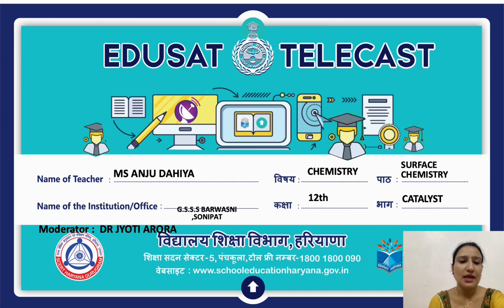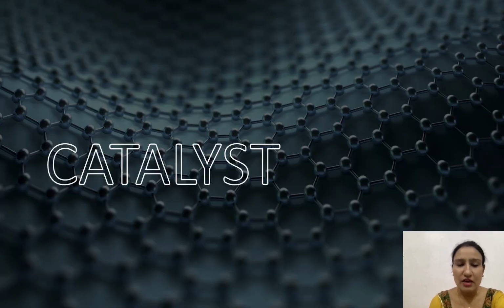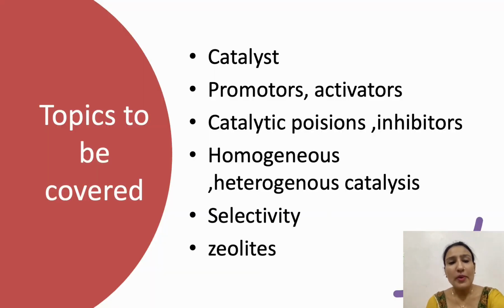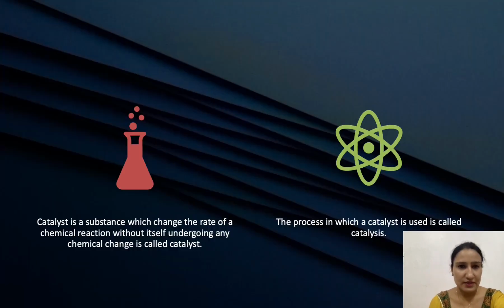Today I am here in front of you with the topic of class 12th chemistry, surface chemistry, and the part is catalyst. So students, today we are here to discuss catalyst. Topics to be covered in this class are catalyst, types of catalyst and use of catalyst, promoters and activators, catalytic poisons and inhibitors, homogeneous and heterogeneous catalysis, selectivity and zeolites.